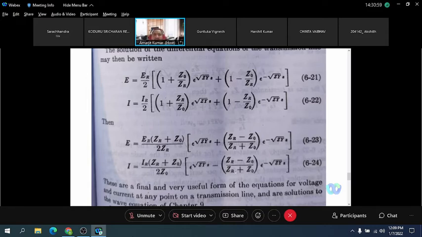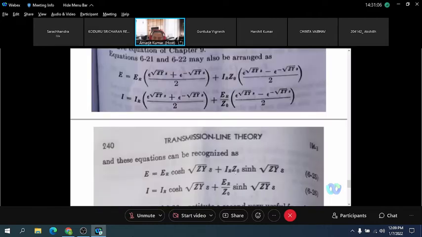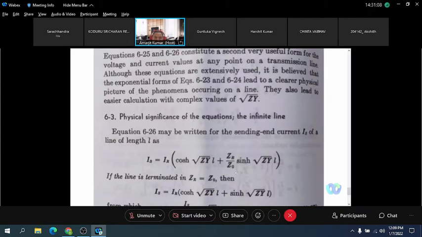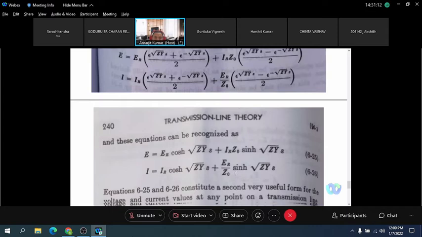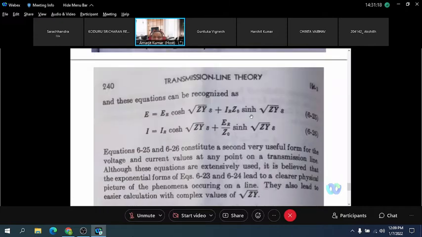And in terms of hyperbolic functions that we were just doing, what will be the voltage and current? So see here, in terms of cos hyperbolic and sin hyperbolic, E is equal to ER cos hyperbolic gamma S plus IR Z naught sin hyperbolic gamma S. And current is IR cos hyperbolic gamma S plus ER by Z naught sin hyperbolic gamma S.